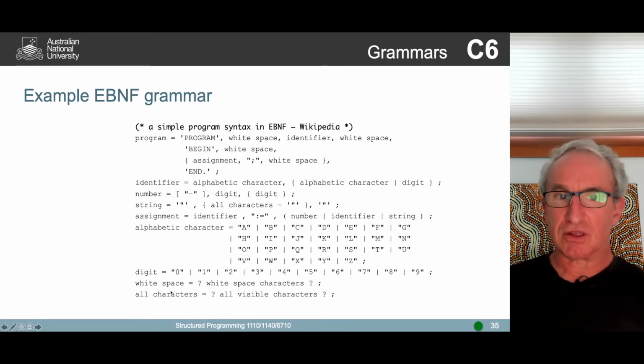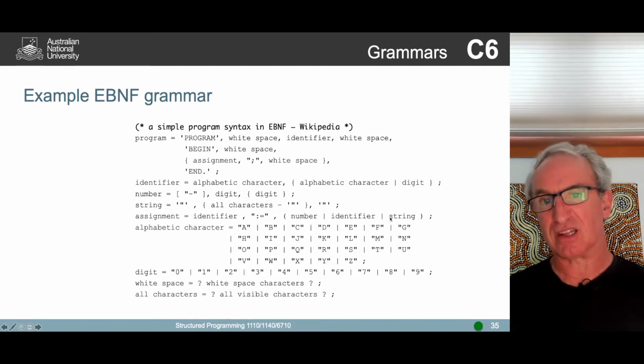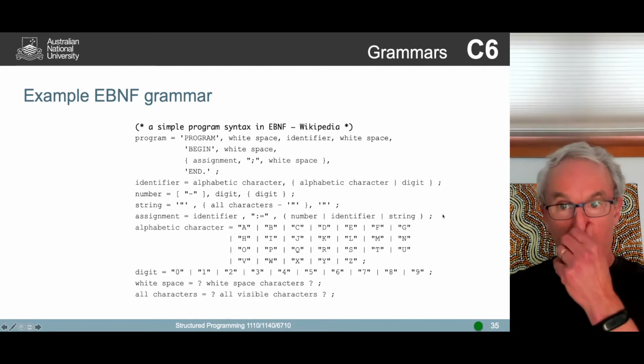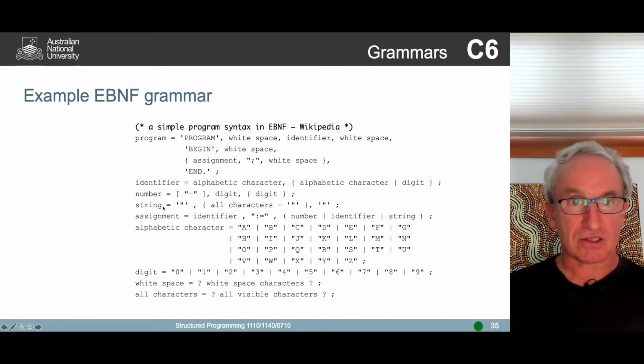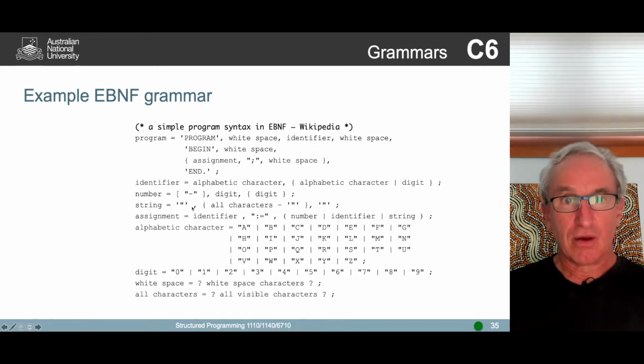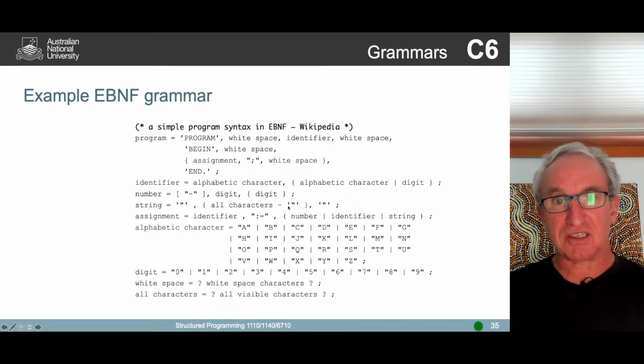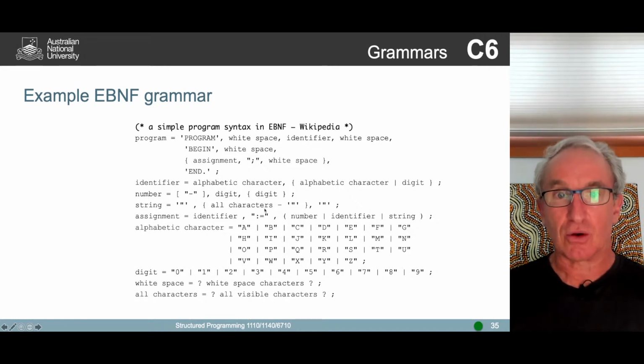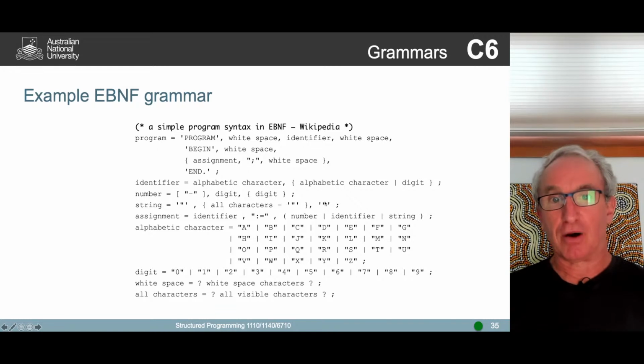So sometimes it's easy to read these things from the bottom upwards, right? Because it's pretty obvious what a digit is. It's pretty easy to understand what an alphabetical character is. Now it's easy enough to understand an assignment, which is the key thing here. It's going to have an identifier, and then on the right-hand side, it's going to have a number or an identifier or a string. And you know what a string is here? A string is going to have a double quote, followed by all characters except double quote. So the minus means except. So it's all characters except double quote, and all characters is all visible characters. So all characters except double quote, followed by a double quote.